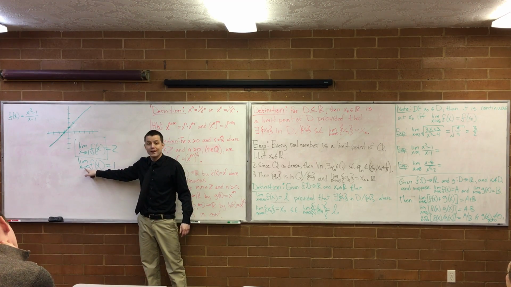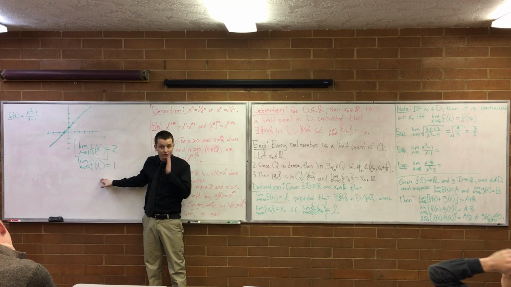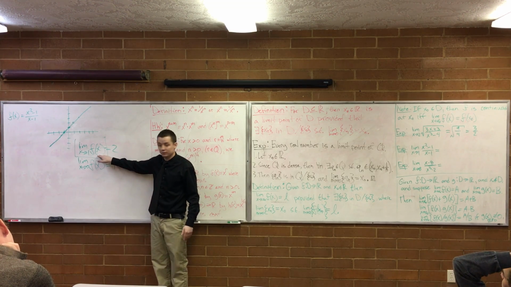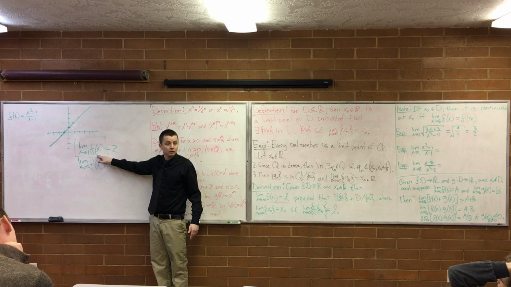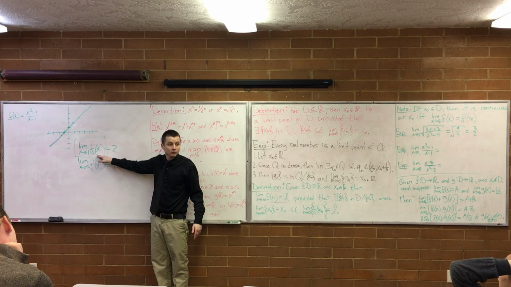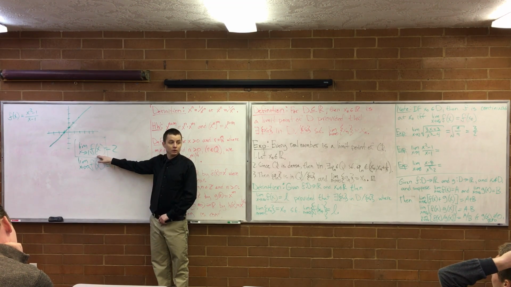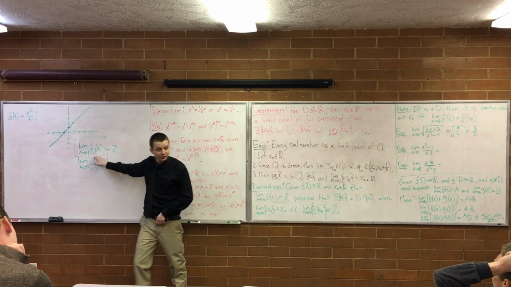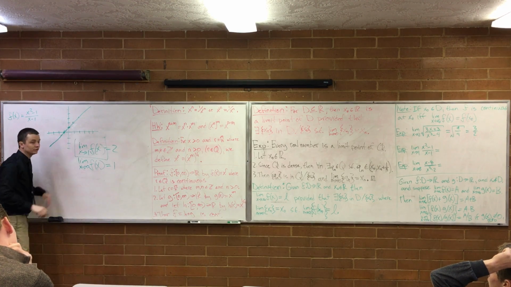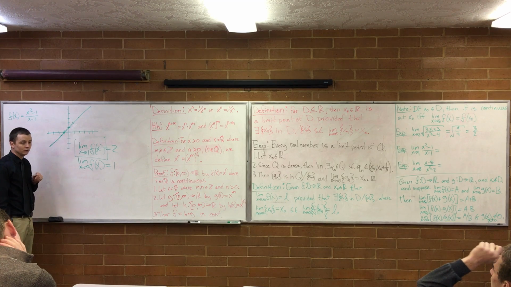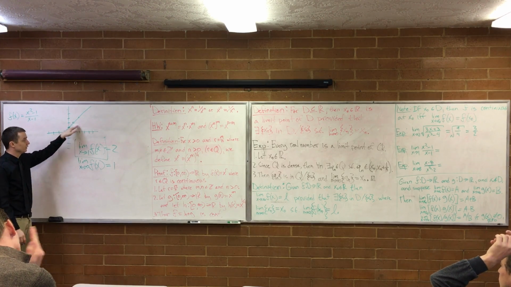Because 0 is in the domain and its limit exists. Is this function continuous at 1? No. Why? Because 1 is not in the domain. This function is not defined at 1. 1 is not in the domain of this function.